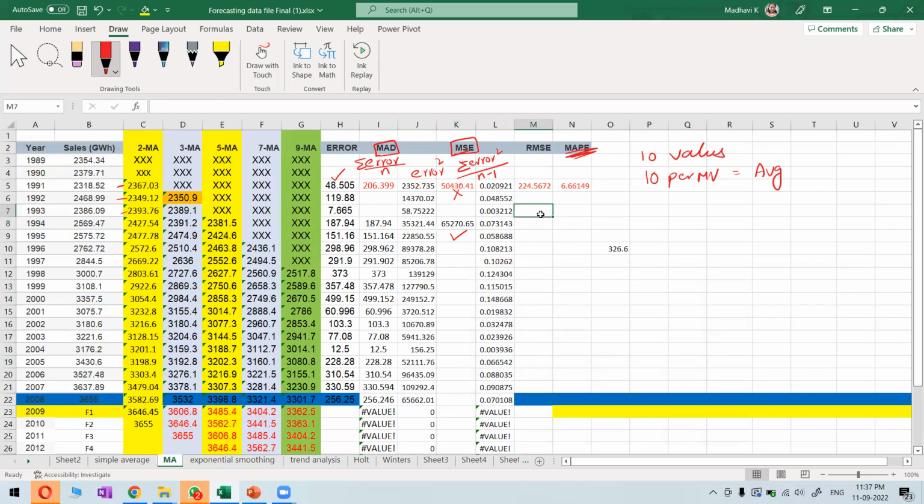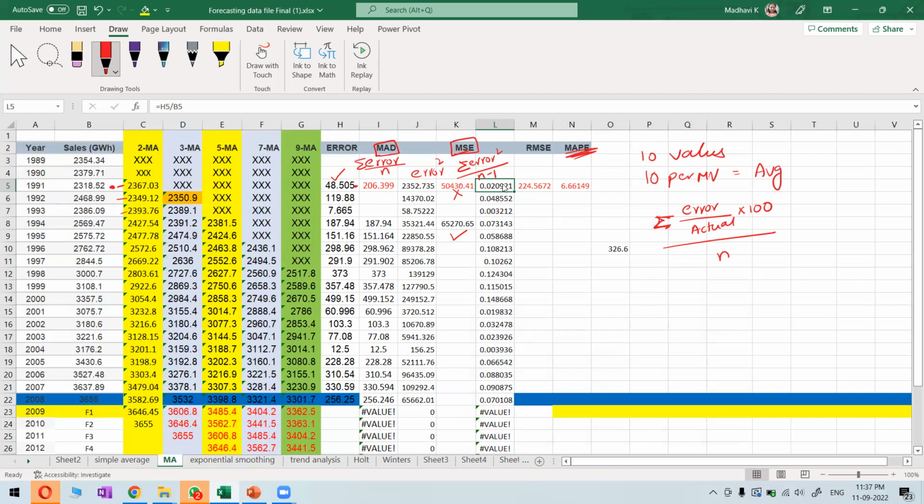Now coming to this one, what we are doing is error divided by actual into 100. This one, we are taking the sum divided by n. So we already calculated the error and we already know the corresponding actual value. Again, sign is ignored. This error divided by actual.